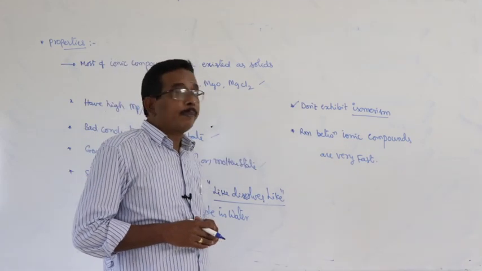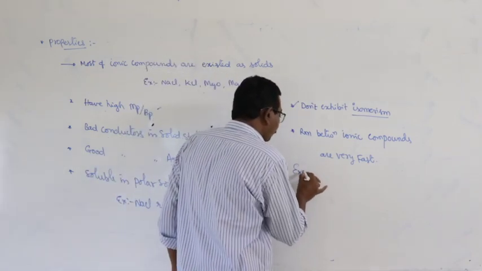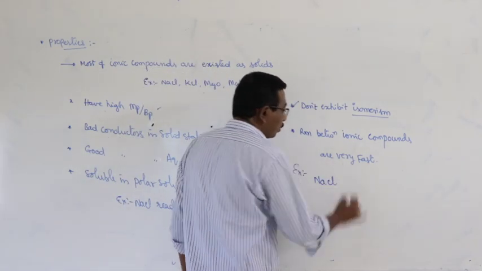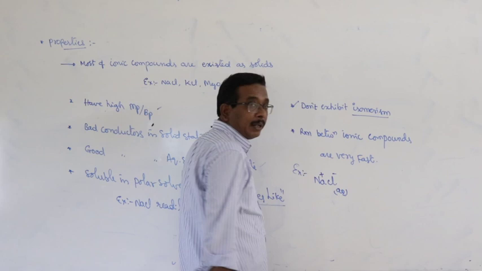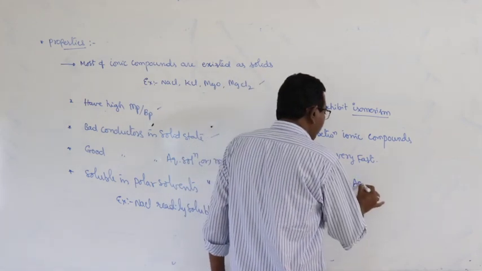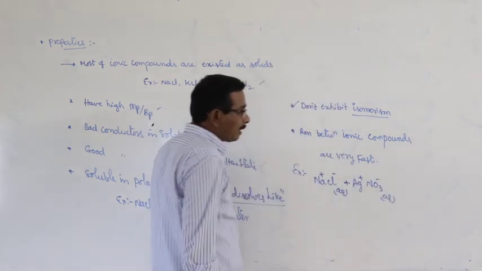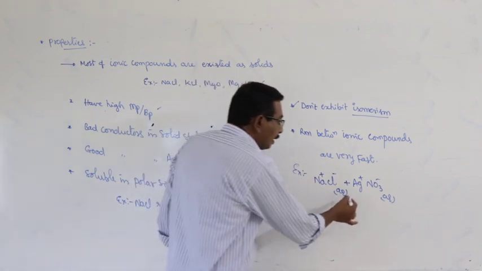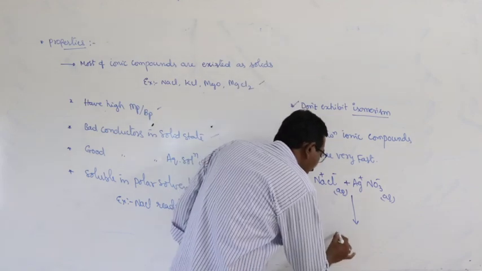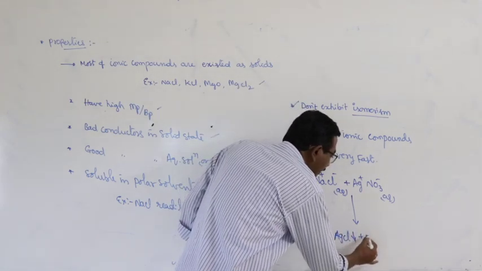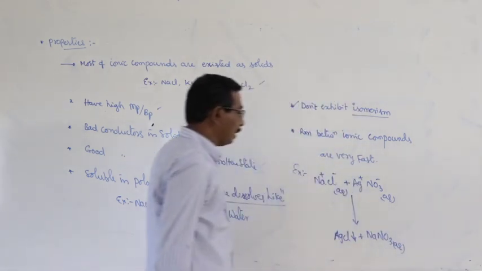Okay. Next one. The reactions between the ionic compounds are very fast. Example: let us consider sodium chloride. In aqueous solution, Na+ and Cl- ions are present. And this is silver nitrate aqueous solution. Ag+ and NO3- ions are present. When the aqueous solution of silver nitrate is added to sodium chloride, immediately a white precipitate of silver chloride is obtained and sodium nitrate is collected in the aqueous solution.